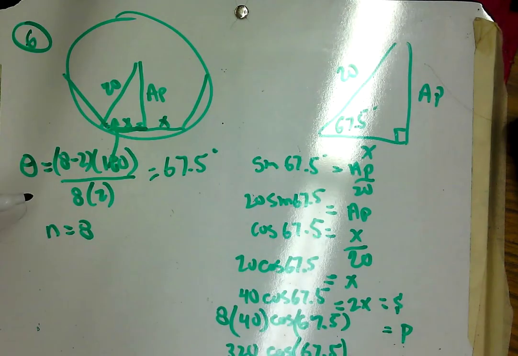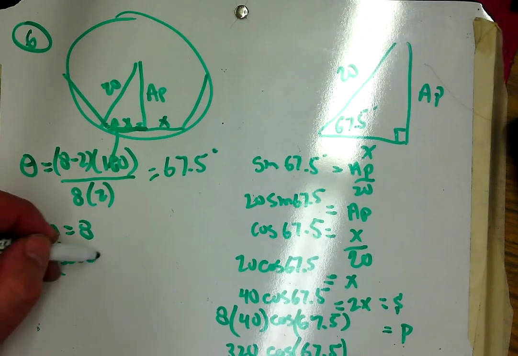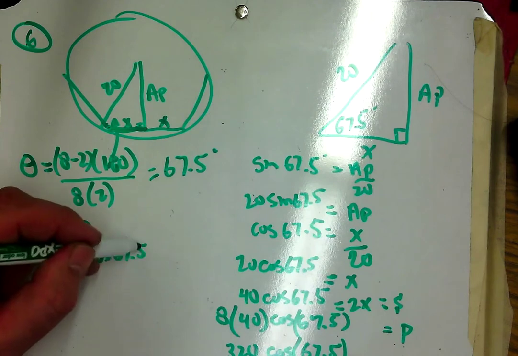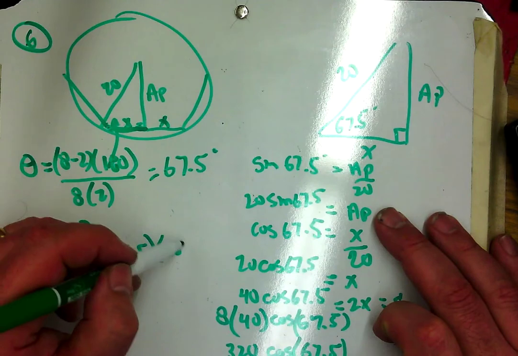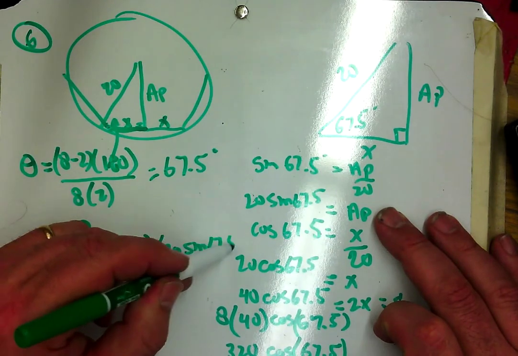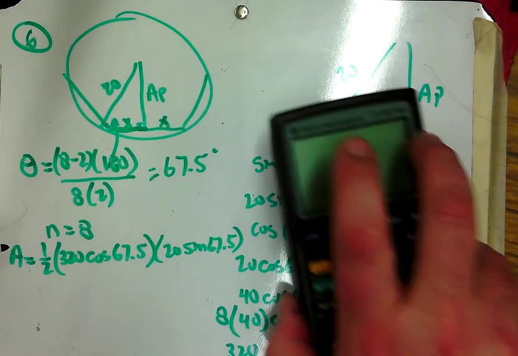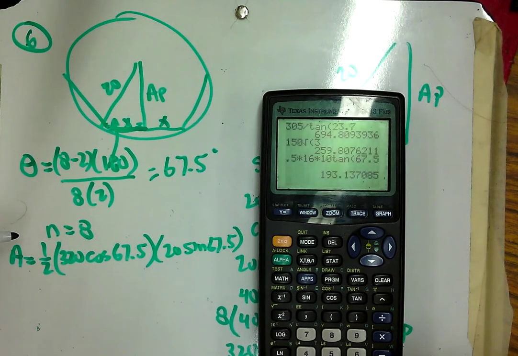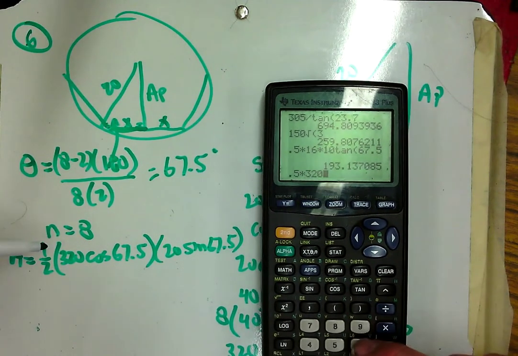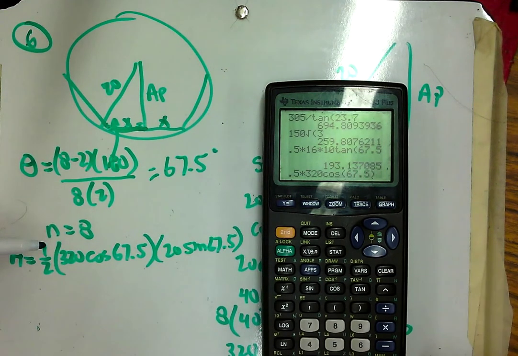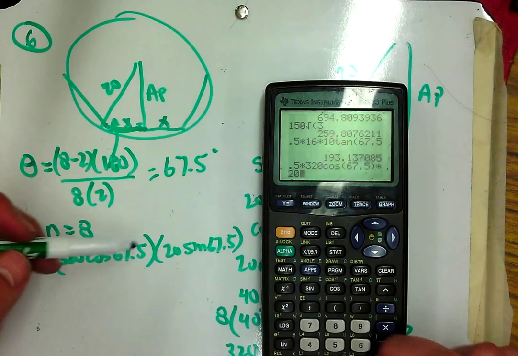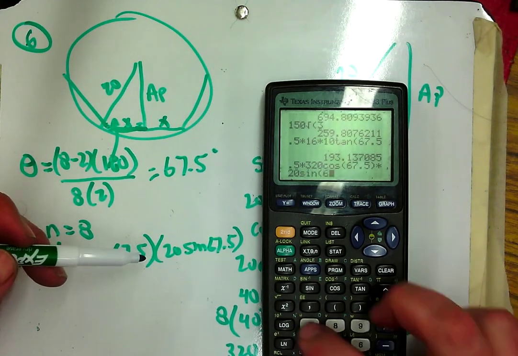So I guess I could write the area as 1/2 the perimeter, 320 cosine 67.5, times the apothem, which was 20 sine 67.5. So I'll pull out my calculator. Let's compute this. 1/2 times 320 cosine 67.5. Don't forget to close that parenthesis. Times 20 sine 67.5.